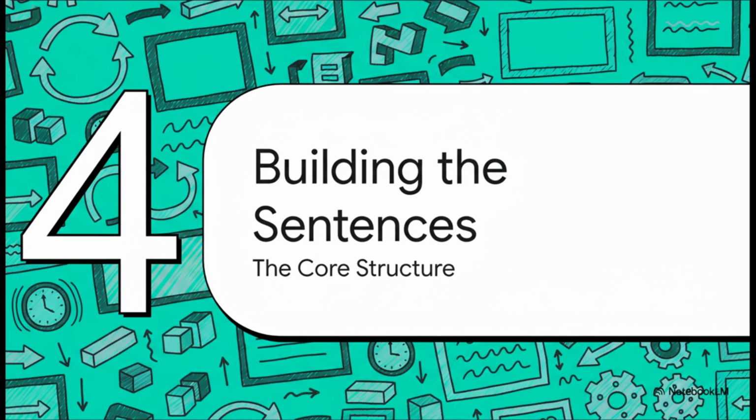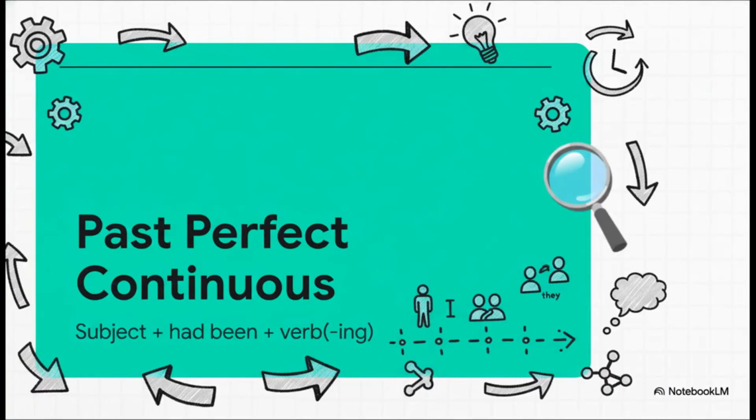All right, so we've seen why this tense is so powerful for telling a good story. Now, for the really good news, learning how to build it is actually surprisingly simple. And here it is. This is the formula. The best part? It literally does not matter who the subject is. I, you, he, she, they, we. The structure is always the same. You take your subject, you add had been, and then you add your main verb with ing. That's it. Simple as that.